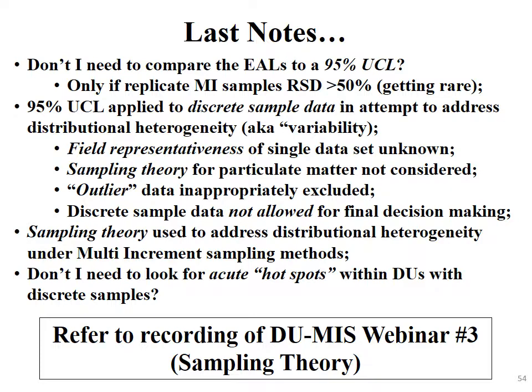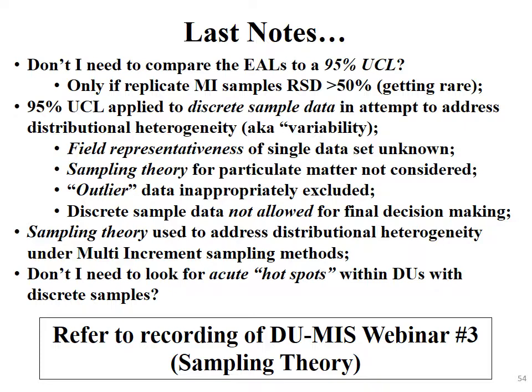This is discussed in section 4 of our TGM. I'm not going to go into detail for it. Now, for discrete sample data, the 95% UCL was applied to discrete sample data in an attempt to address distributional heterogeneity, or variability between sample data.